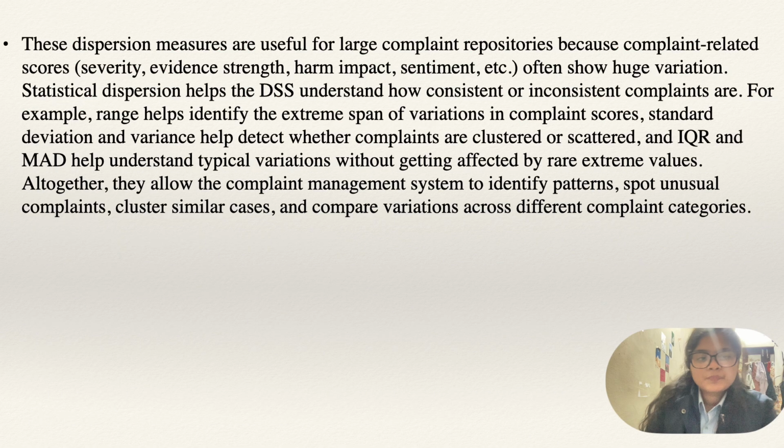And these dispersion methods are useful for a large complaint repository because complaint-related scores like severity, evidence strength, harm, impact, sentiments, etc. often show huge variation. Statistical dispersion helps the DSS understand how consistent or inconsistent complaints are. For example, range helps identify the extreme span of variation in complaint scores. Standard deviation and variance help detect whether complaints are clustered or scattered. IQR and MAD help in understanding typical variation without being affected by rare extreme values.